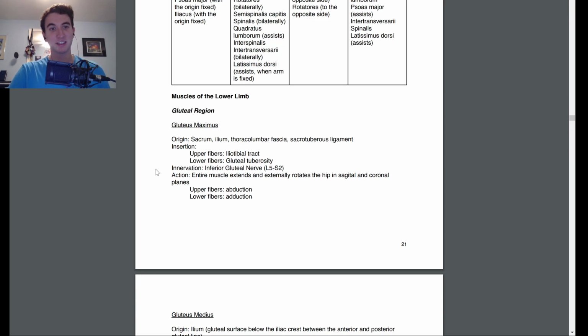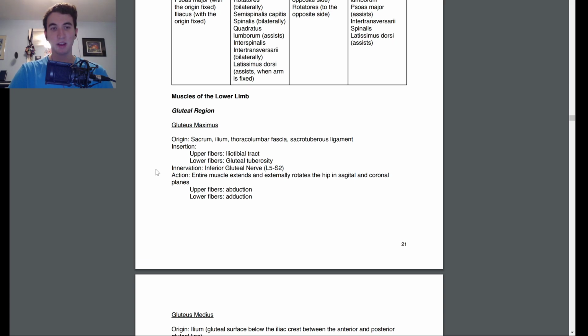It originates at the sacrum, the ilium, the thoracolumbar fascia, and the sacrotuberous ligament. It inserts the upper fibers at the iliotibial tract, and the lower fibers insert at the gluteal tuberosity.